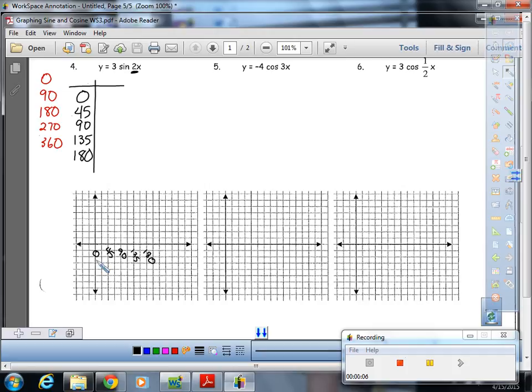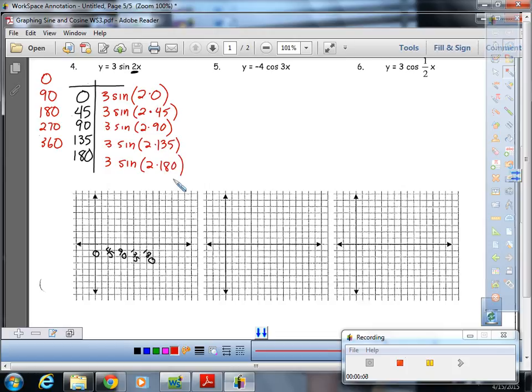Okay? Now, over here, we will put in our calculator 3 times the sine of parentheses, and then you'll do 2 times 0. This will be 3 times the sine of parentheses, 2 times 45. Okay, so I write that out for you. You don't have to write that out if you don't want, but I'm just trying to show you how to type it in your calculator.